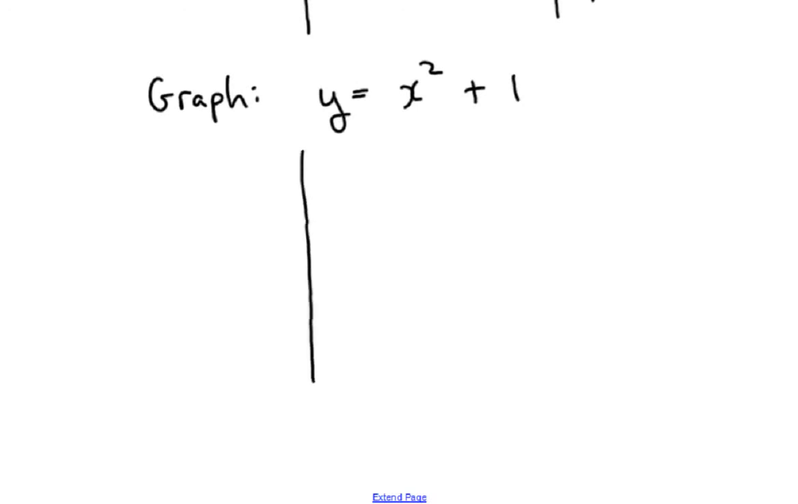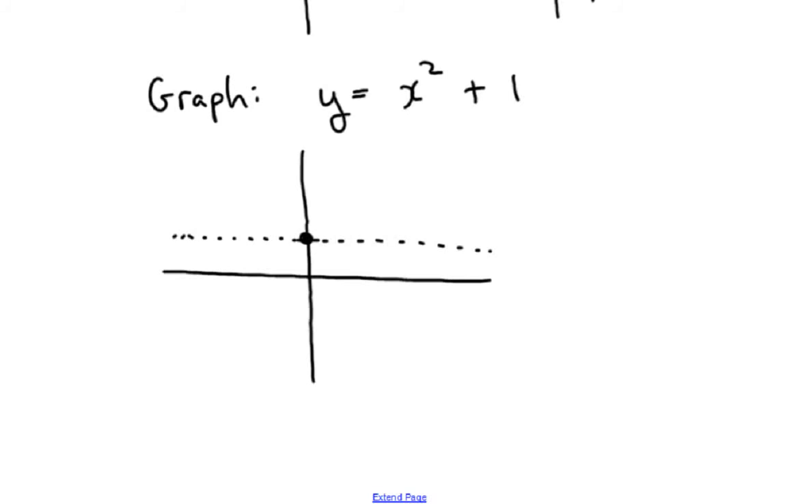Now, what is that going to do to my basic parabola? Well, I could use a table of values to identify it, but I'm just going to tell you what the graph will look like. It's basically going to be the same graph shape that we had before, but we're going to shift the whole thing up 1 unit. So the whole graph gets pushed up. The vertex is no longer at (0, 0), but it's now at (0, 1).